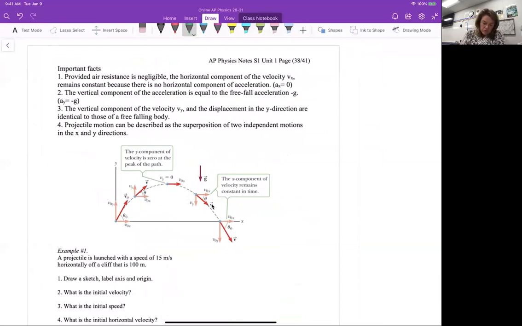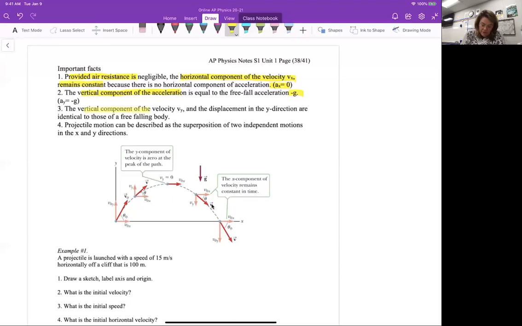So, important facts again. Air resistance is negligible. The horizontal component of the velocity, Vx, remains constant, does not change, because there's no acceleration. The vertical component of acceleration, a sub y, is negative g, because I'm in free fall. I'm in the air, nothing's touching it.